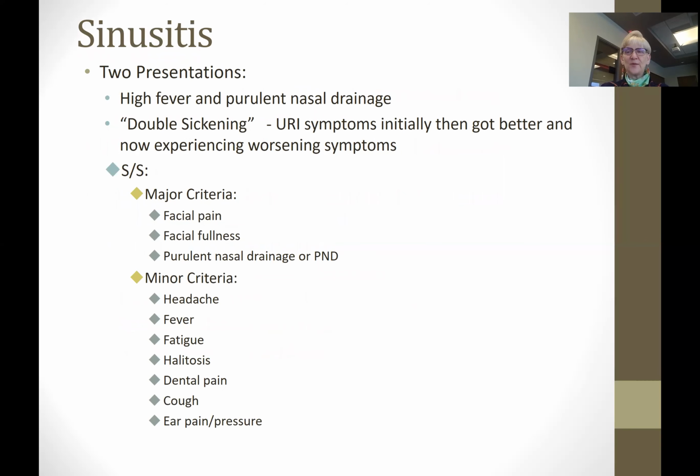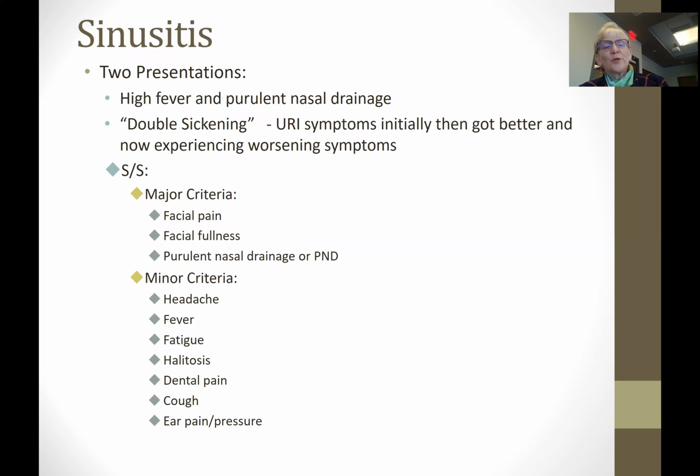You usually have 2 different types of presentations with the sinusitis. If they've got the green snots and a high fever, that needs to be on your first list of differentials, a sinus infection. Then the other presentation is a double sickening. They may have had a URI and got better, and now they're experiencing worsening symptoms.